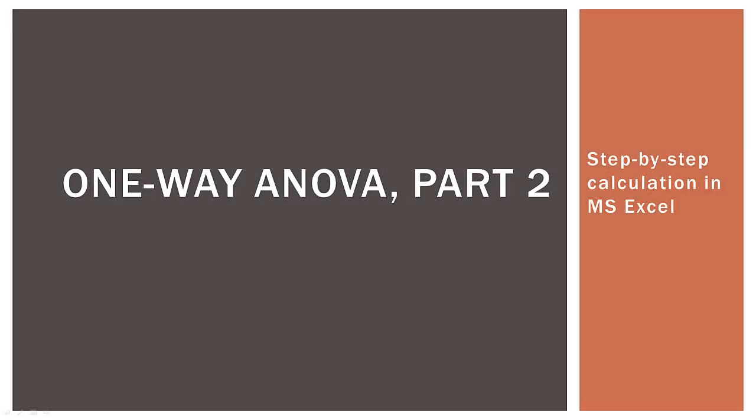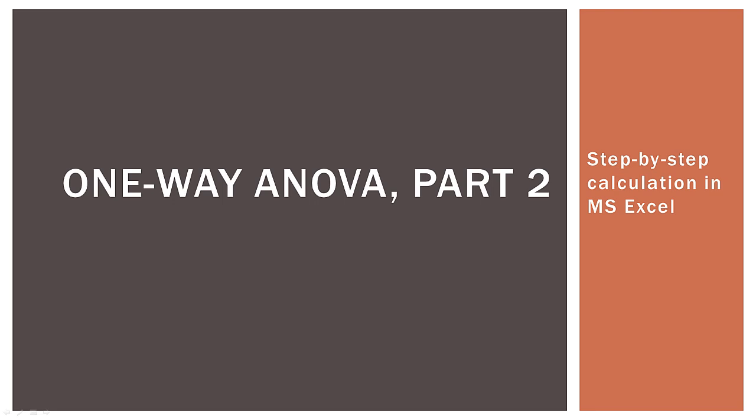So this video is part 2 of our larger video on the one-way analysis of variance, or the one-way ANOVA. Now, in part 1, we went over an example problem and really sort of took it apart and looked at how all the parts of the one-way ANOVA fit together. So in part 2, we're going to go into Microsoft Excel and do a, quote, hand calculation of the one-way ANOVA.